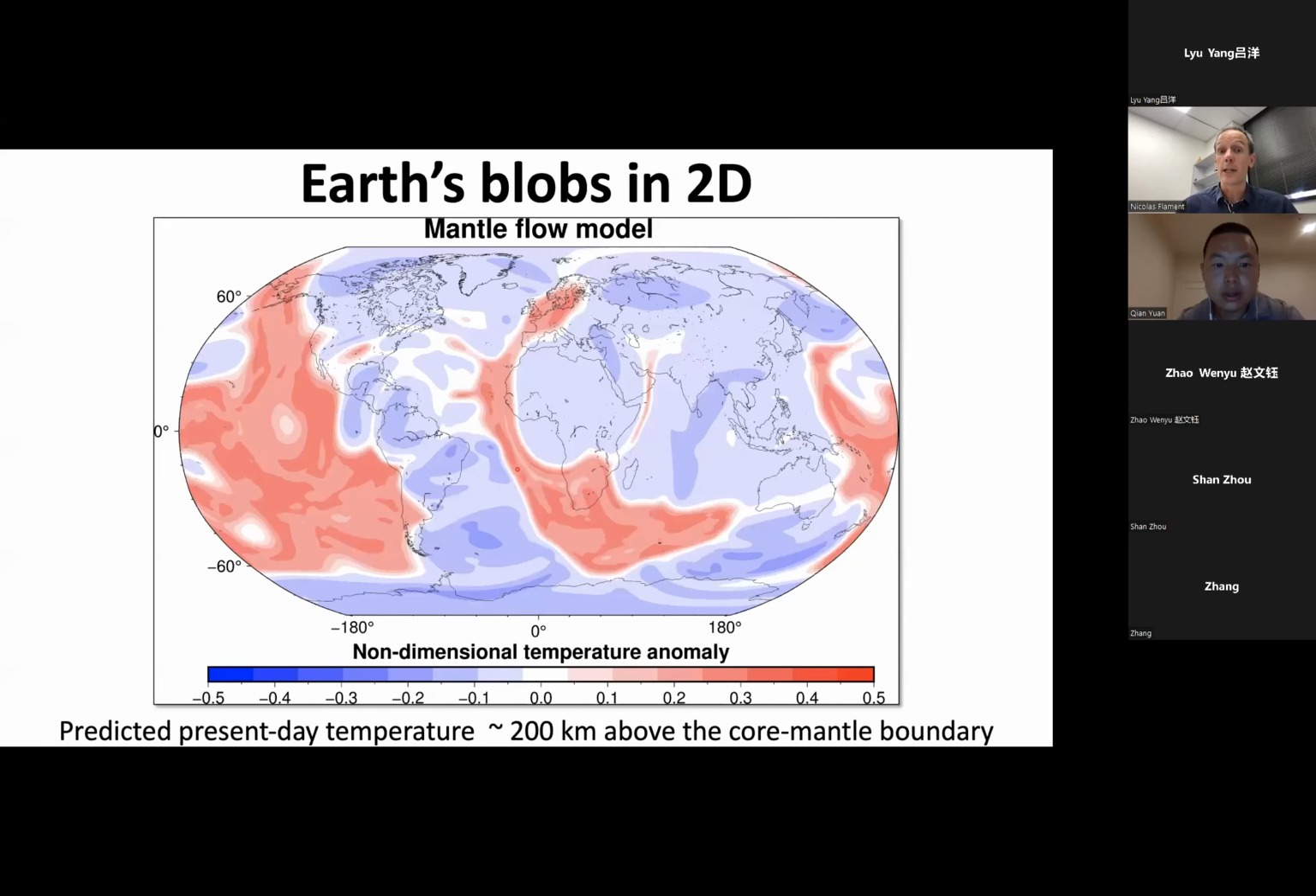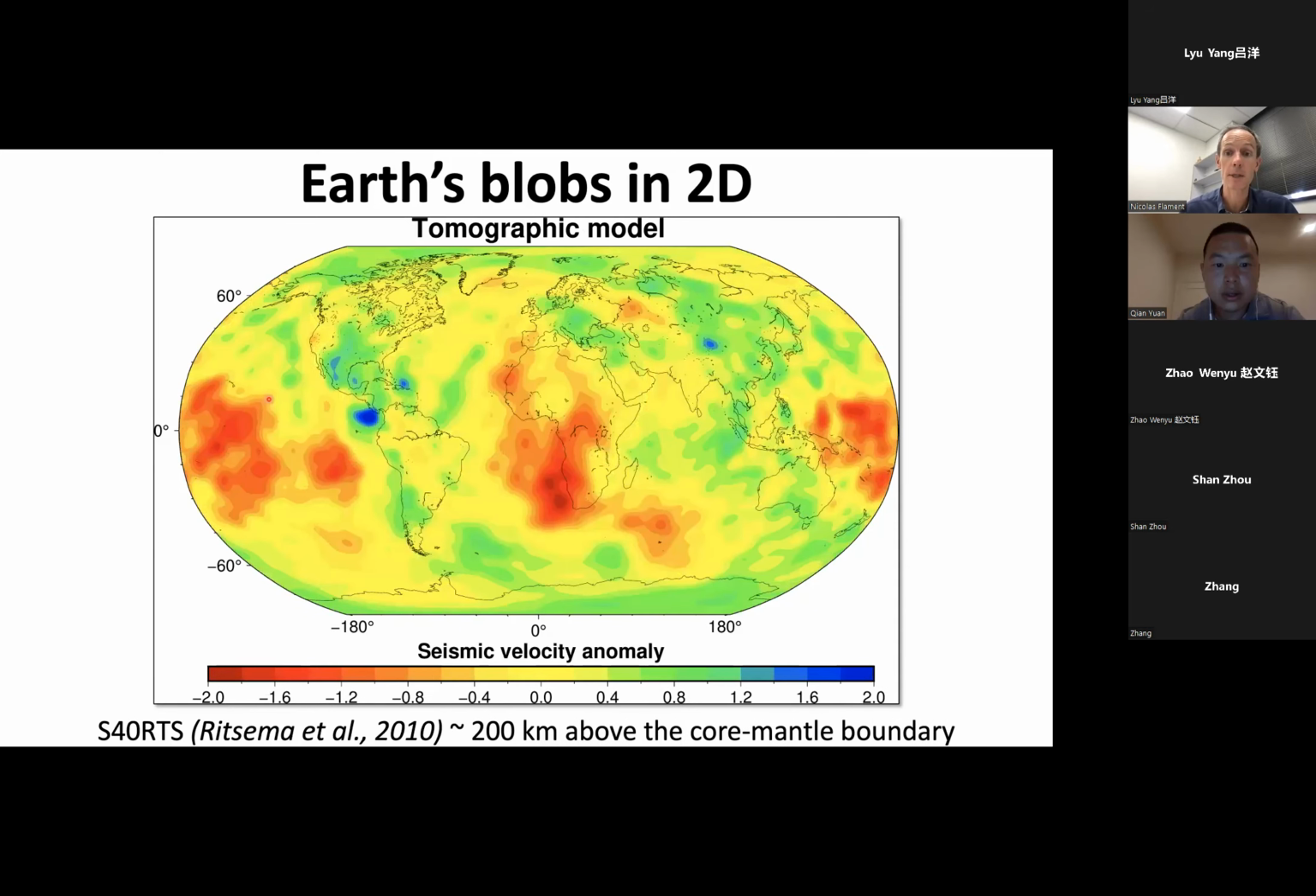Another way to look at the results of the same model is to make a 2D slice. And again, I'm making a 2D slice 300 kilometers above the core mantle boundary. And we can see the African blob and the Pacific blob. Earlier, I showed you a similar image from a tomographic model. Now, there's 2 ways to compare the 2 entities.